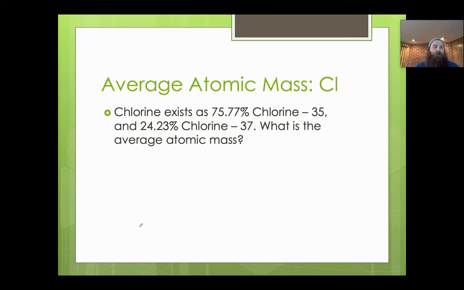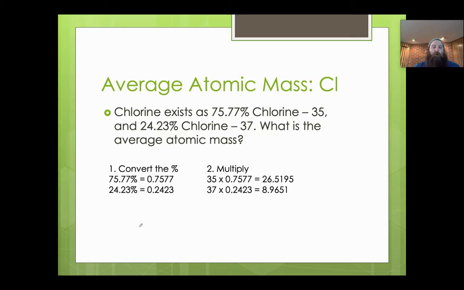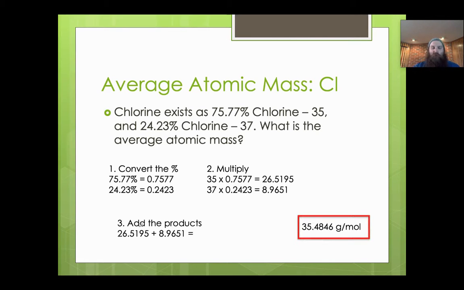Let's try another one. Chlorine exists as 75.77% chlorine-35 and 24.23% chlorine-37. Calculate the average atomic mass. Take a minute, pause me, see if you can do it. Then we'll go through it. The first thing I want to do is convert my percents to decimals, so I divide by 100 or move the decimal 2 places to the left. Then I multiply the mass number times the decimal. That gives me 2 products. I add those products together, and my average atomic mass should be 35.4846 grams per mole. Pretty easy, okay?